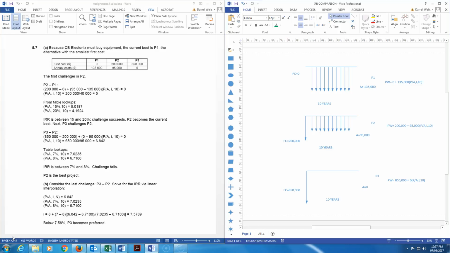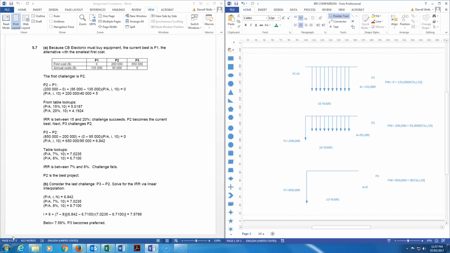So CB Electronics has 3 options. First, the supplier has given them the option to buy the equipment straight out for $850,000. Second option is to pay the equipment off in 10 equal installments of $135,000 each, starting 1 year from now. So that means there's no money down at year 0. And the third is to pay $200,000 down now and an annual payment of $95,000 at the end of each year for the next 10 years.